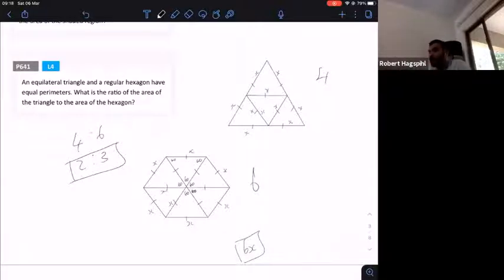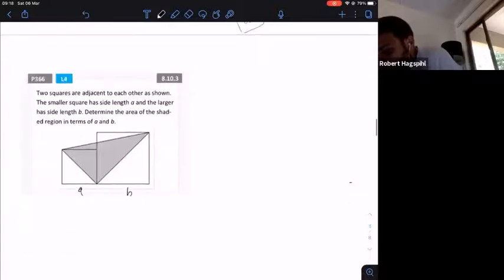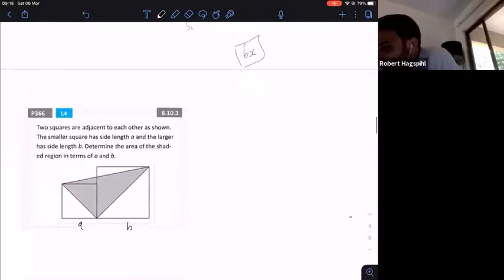And this is so crucial: a hexagon can be split into 6 equilateral triangles, and an equilateral triangle can be split into 4 equal equilateral triangles. This is absolutely crucial. You have to know this going forward. This kind of concept comes up all the time. Okay, let's do this one.